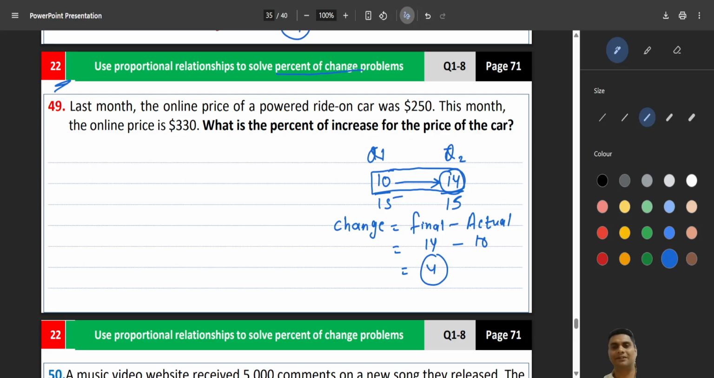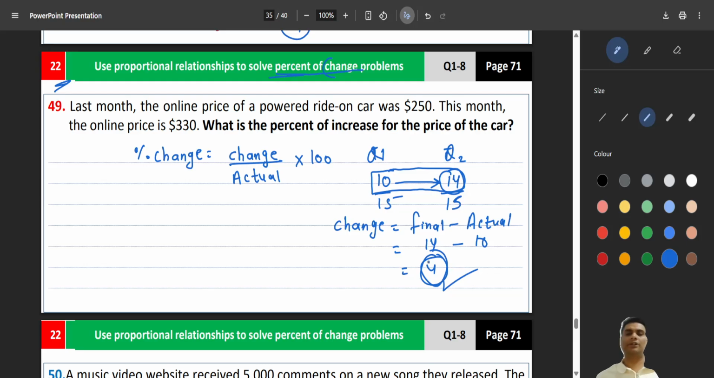Now in this lesson, they will not ask you about the change. They will ask you about the percent change. So how will you find the percent change? How can I convert this change of 4 marks into percent? For that, you have to remember a formula. Whatever change you found in number, you keep it up and divide it by the actual value before the change. And whenever you want to change anything into percent, you have to multiply by 100. If you use this formula, then you can change this 4 into percent change.